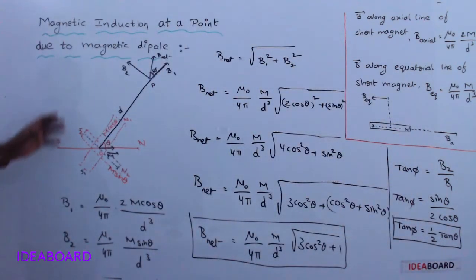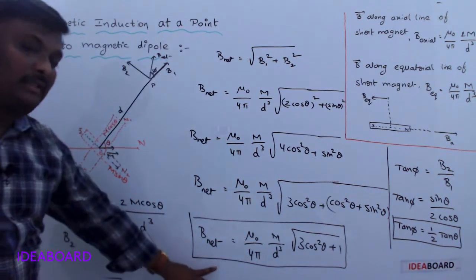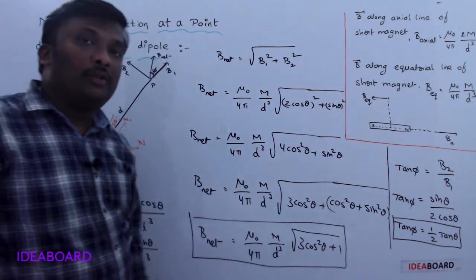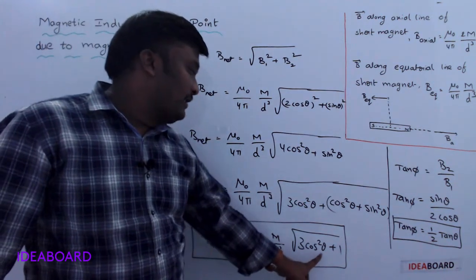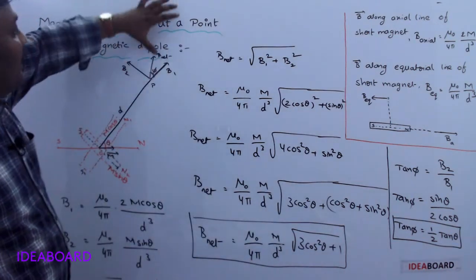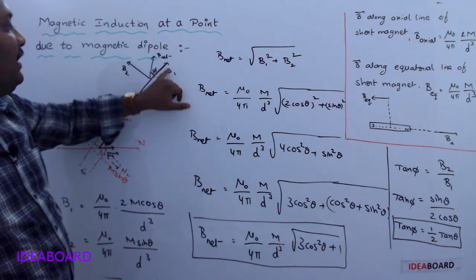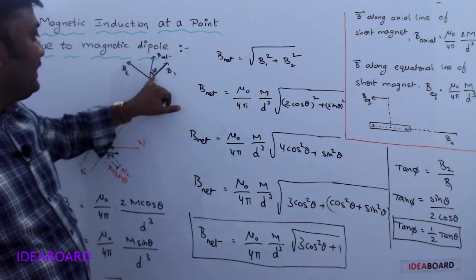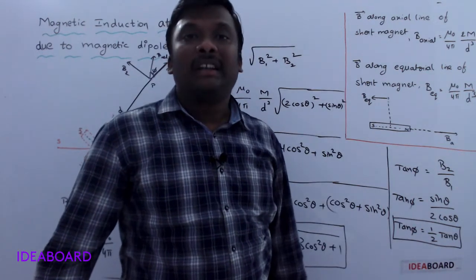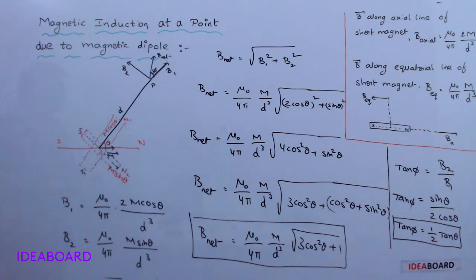So the magnetic induction at a point due to a magnetic dipole, the general formula is mu naught by 4 pi into m by d cube into under root 3 cos square theta plus 1. And secondly, the angle made by the resultant magnetic field with B1 is phi. So tan phi value is 1 by 2 into tan theta. Understand? Note it down.